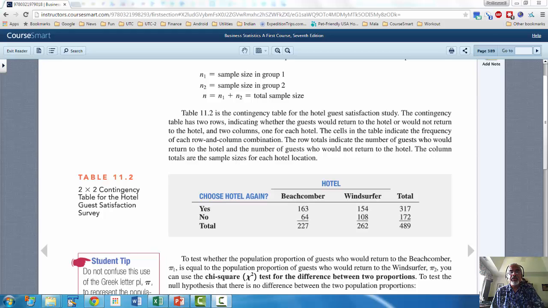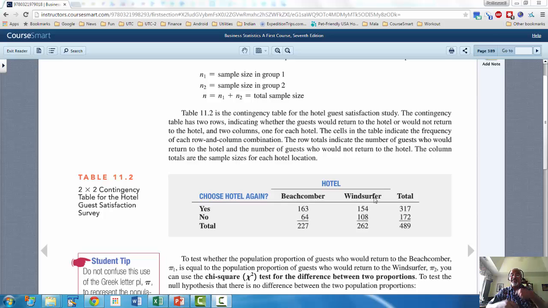Now we're going to return to an example that we looked at in the previous chapter. This example is about surveying hotel guests when they leave, whether they are likely to return. Yes would be likely to return, no will be not likely to return, and we looked at two different hotels, Beachcomber and Windsurfer. We wanted to see whether the proportion of guests who said they will return, pi sub 1 for Beachcomber and pi sub 2 for Windsurfer, are the same or not.